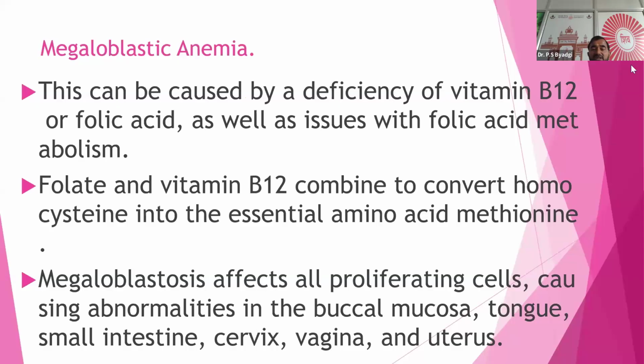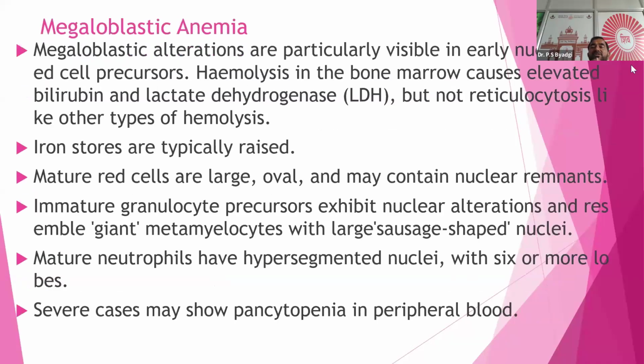So megaloblastosis affects all the proliferating cells, causing abnormalities in the buccal mucosa, tongue, small intestine, cervix, vagina, and the uterus. That's the reason you can get the findings in these areas. So these megaloblastic alterations are particularly visible in the early nucleated red cell precursors. So hemolysis in the bone marrow causes elevated bilirubin and lactate dehydrogenase, but not the reticulocytosis like other types of hemolysis. So iron stores are typically raised in megaloblastic anemia.